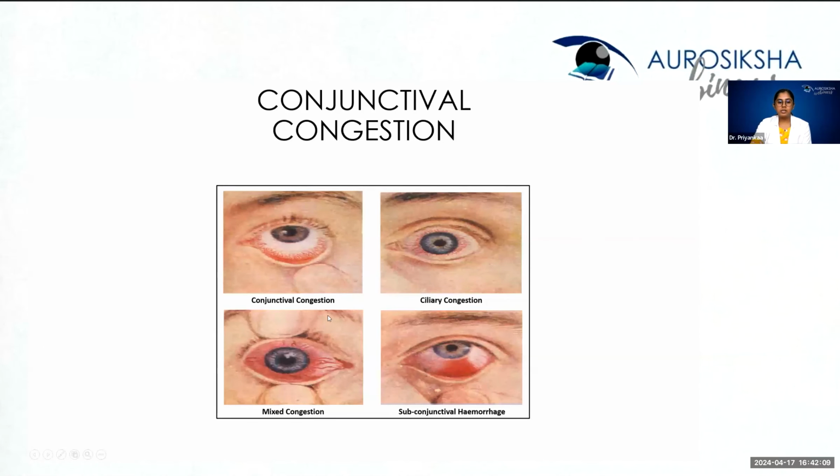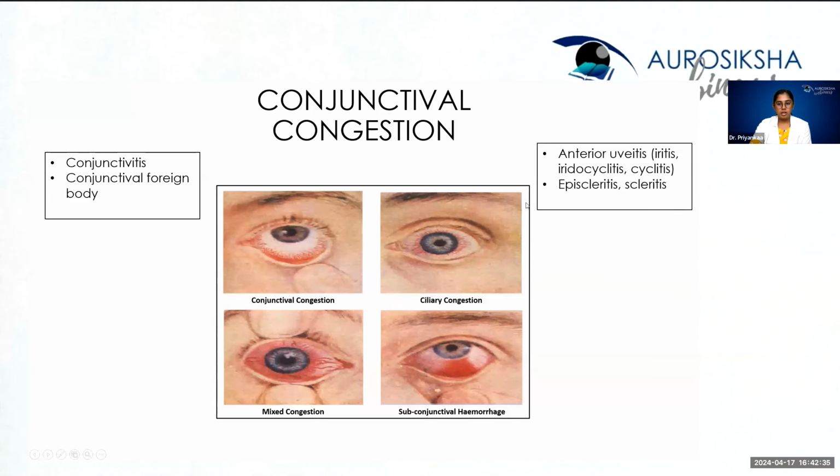As we talk about the conjunctiva, it is very relevant for us to talk about the conjunctival congestions and the different types of congestion. As you can see in this first picture, this is just a conjunctival congestion, which is the redness which is present more in the palpebral conjunctiva and throughout the eyeball, which is most commonly seen in conditions like conjunctivitis and conjunctival foreign bodies. The next one is the circumcorneal congestion or the ciliary congestion, which is that congestion which is present more near the limbus of the eye.